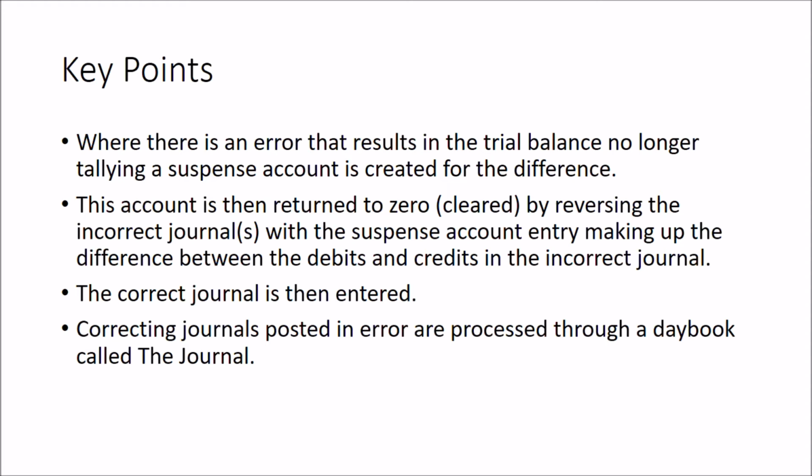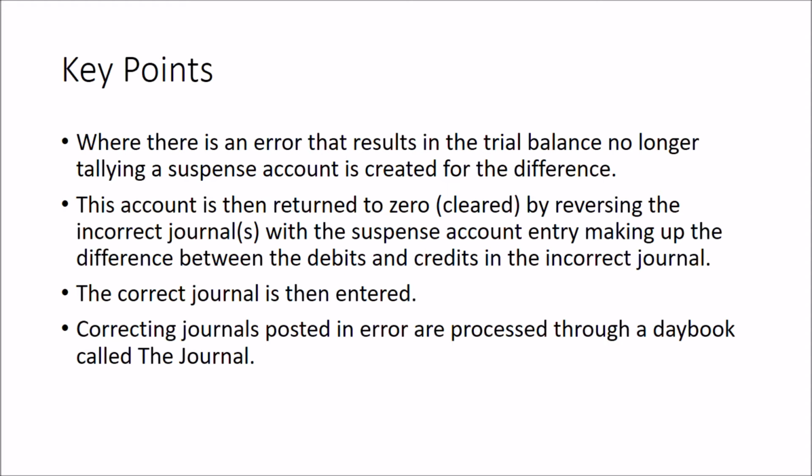So we don't post a journal again whose debits aren't equal to its credits. We reverse that journal, and for the difference in that journal we put a suspense account figure. We post that in, and that actually clears the suspense account because it's the other side. I'll take you through an example of that shortly. And then we put the correct journal in.